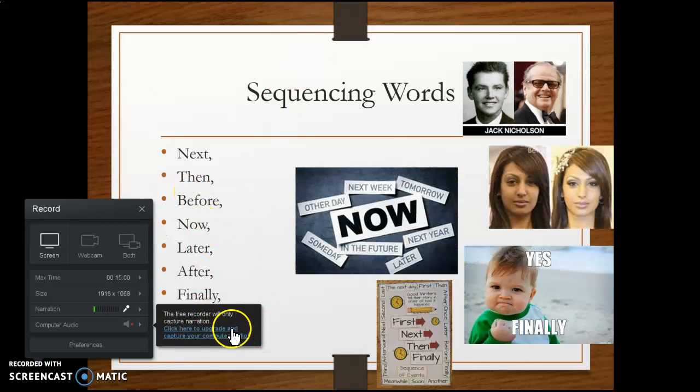Okay, here are some more sequencing words. We have next, then, before, now, later, after, finally, and lastly. For this slide, I want you to translate all of these words into your first language.